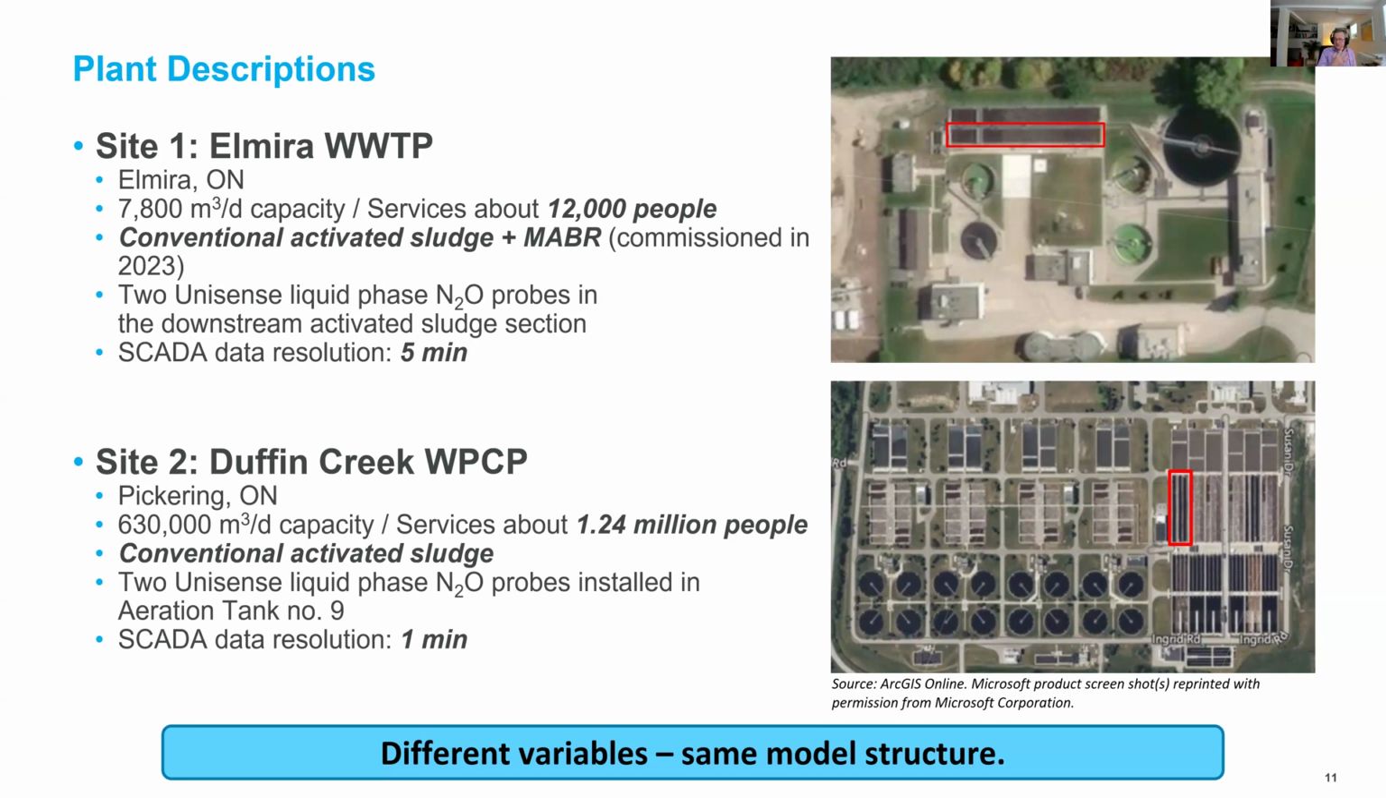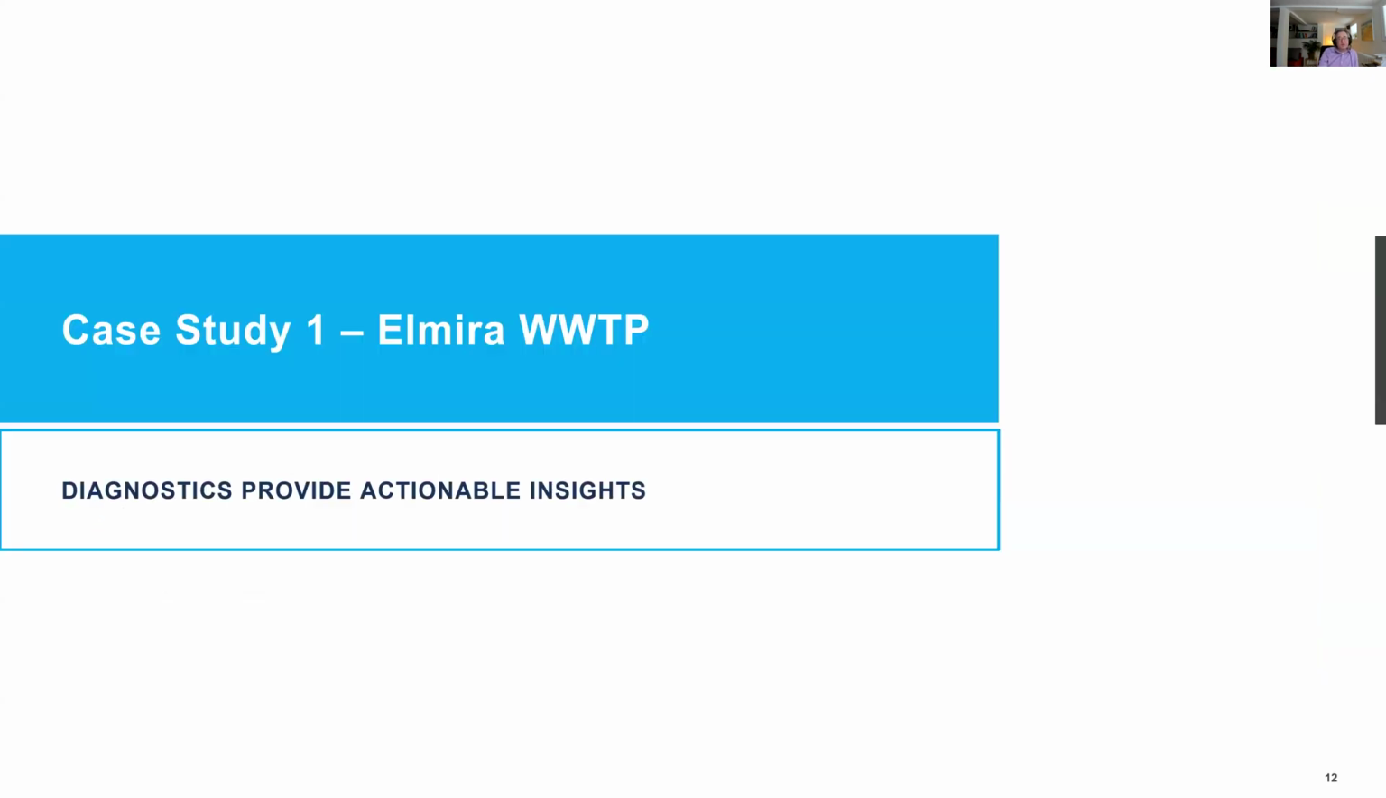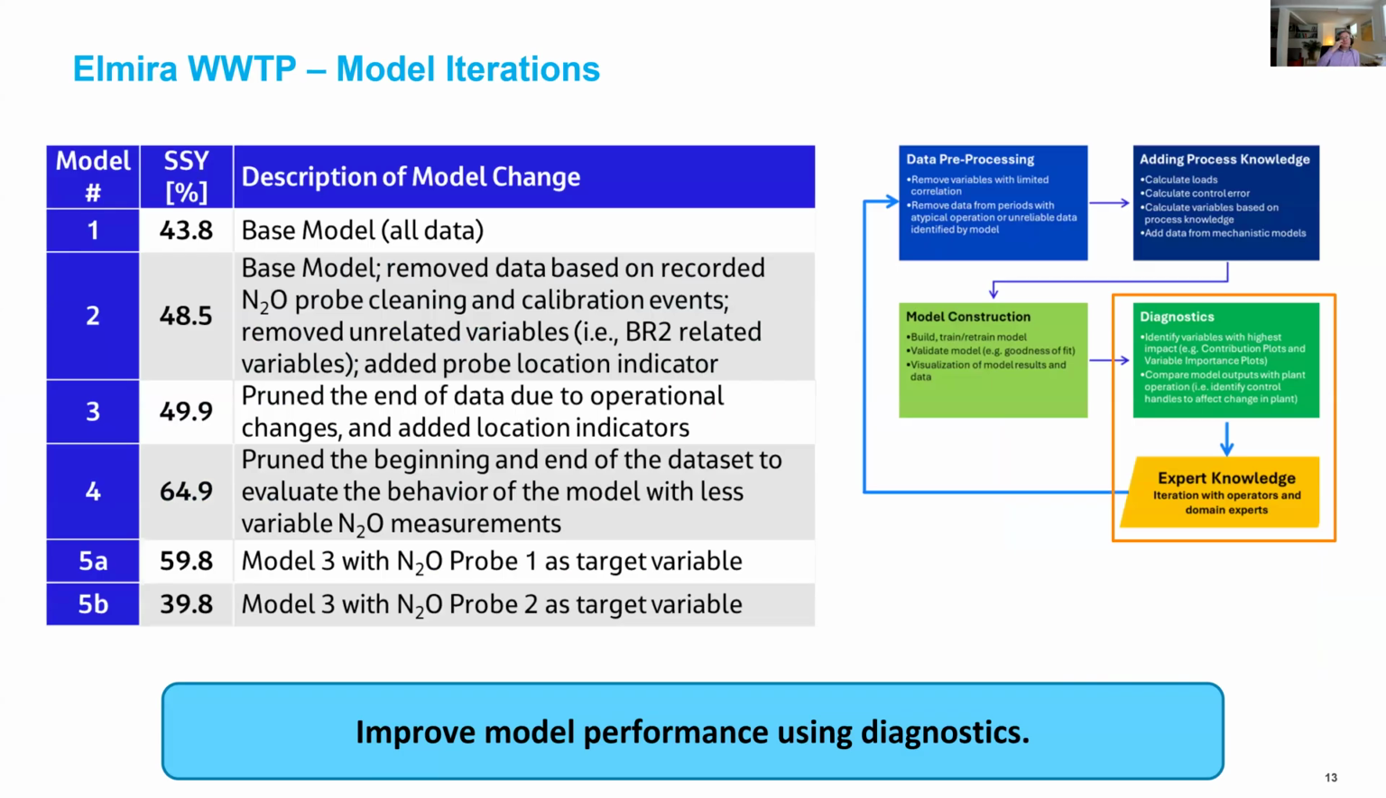So different plants, different variables, but the same model structure was applied here. Again, the first plant, we spent a few weeks. Duffin Creek, we did the whole study in 1 single week. Okay, so let's start with Elmira.